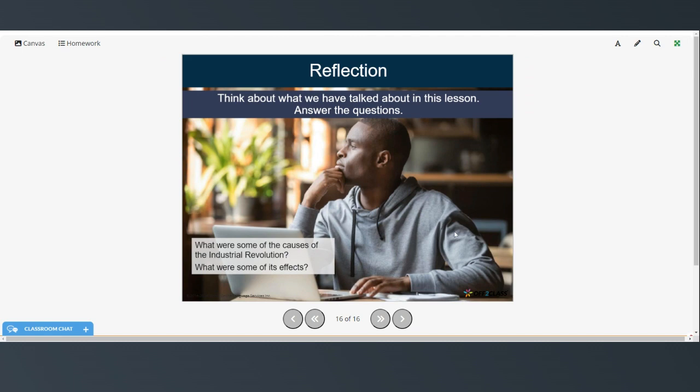All right, so think about what we talked about in this lesson, and then you can practice by answering the questions. So, what were some of the causes of the Industrial Revolution, and what were some of its effects?